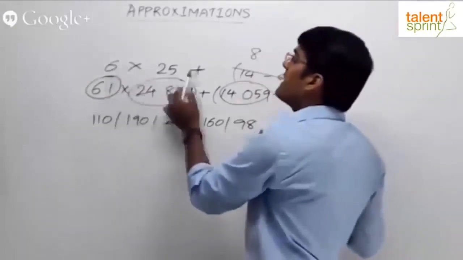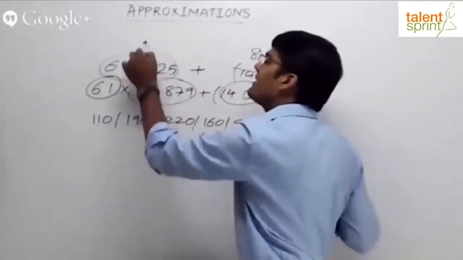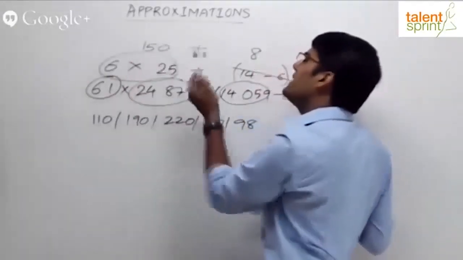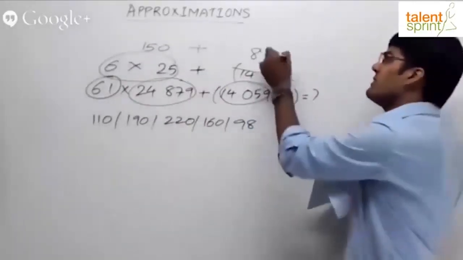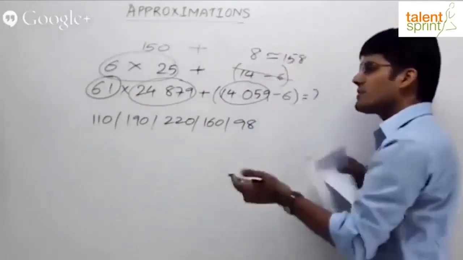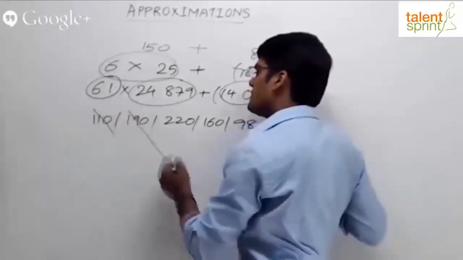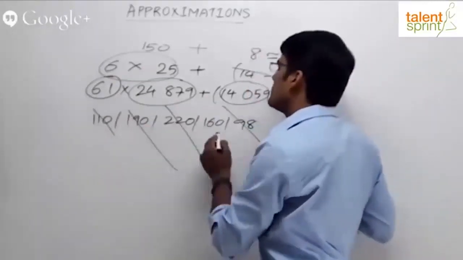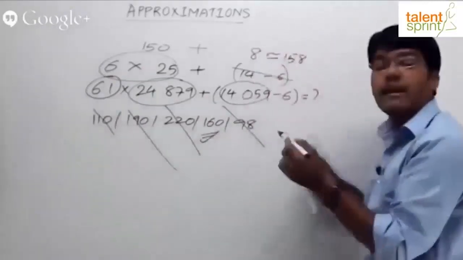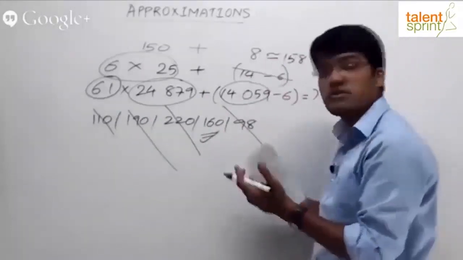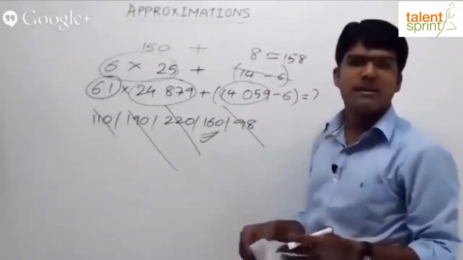Now 6 into 25 plus 8. What is 6 into 25? 150. 150 plus 8, 158 should be the answer. Approximately 158. Look at the options. 110 is ruled out. 190 is ruled out. 220 is ruled out. 98 is ruled out. 160, close to 158. And here we don't have to worry about two options being close. There's only one option, so directly you can mark that as the answer.